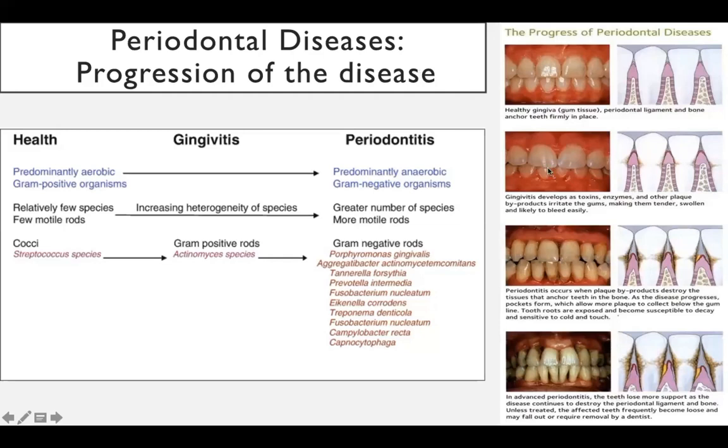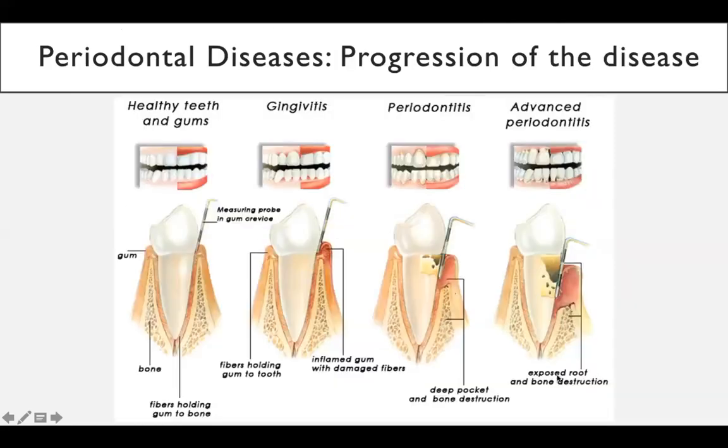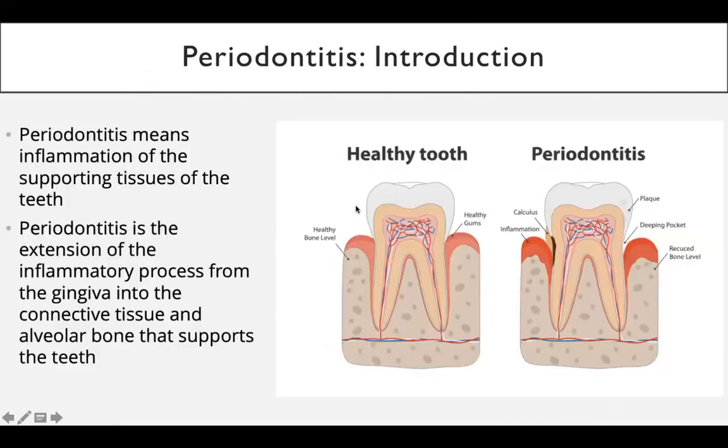How healthy tissue leads to gingivitis, and how gingivitis develops, we have already read. Now let's see how gingivitis leads to periodontitis, in simple and advanced stages. Okay, periodontitis introduction. Periodontitis means inflammation of the supporting tissues of the teeth.